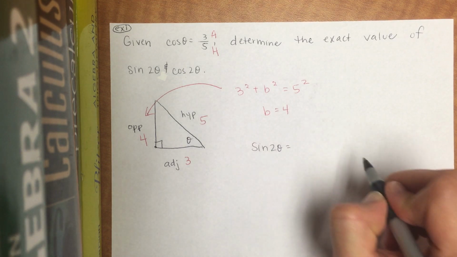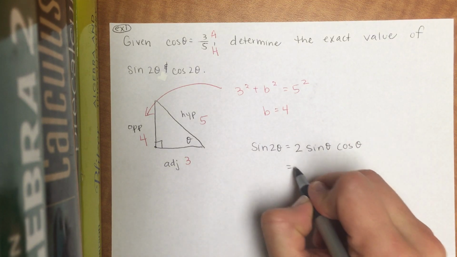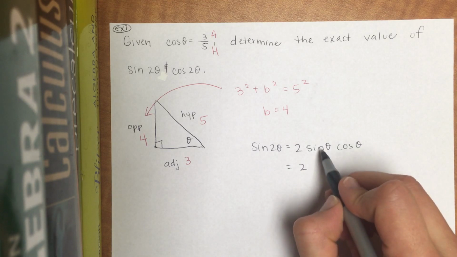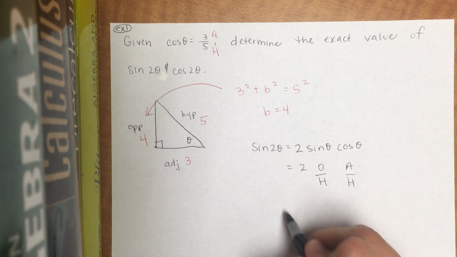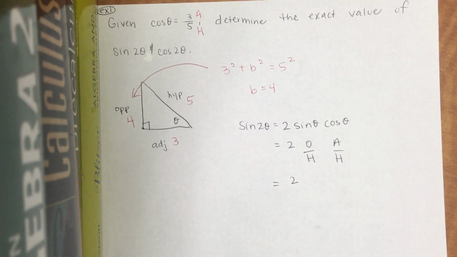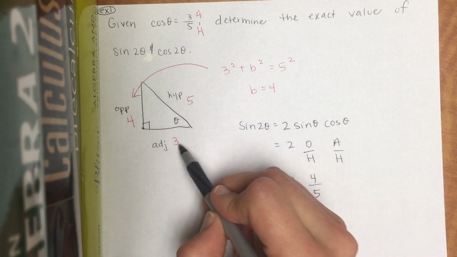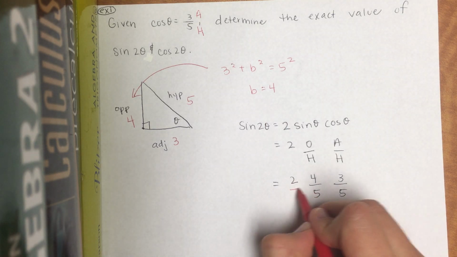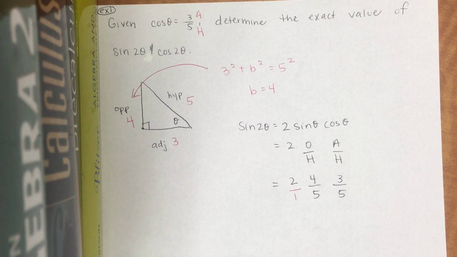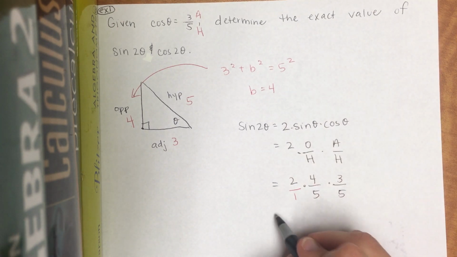Sine 2 theta is the identity or the formula 2 times sine theta times cosine theta. So that's 2. I can replace sine theta with the SO fraction, and I can replace cosine theta with the CA fraction. What does that mean specifically for this problem? The SO fraction is 4/5, and the cosine fraction is 3/5. If you need to, write 2 over 1, so that way you have 3 fractions here and you don't get confused. But now that I have all these 3 fractions here, I'm multiplying. So multiply all of that together.